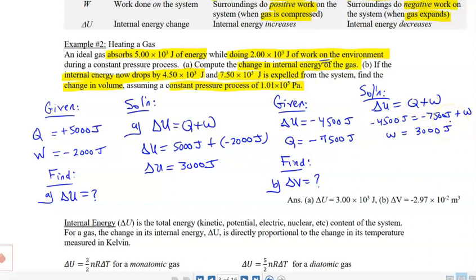Now what we do is apply the equation for work being done, assuming that it's constant pressure, which is equal to negative P times delta V. So if we have 3,000 joules of work being done, and the pressure is 1.01 times 10 to the power of 5 pascals, and then we have our change in volume. So dividing here, 3,000 by 1.01 times 10 to the power of 5 gets us negative 0.0297 meters cubed. And that's it for this example.